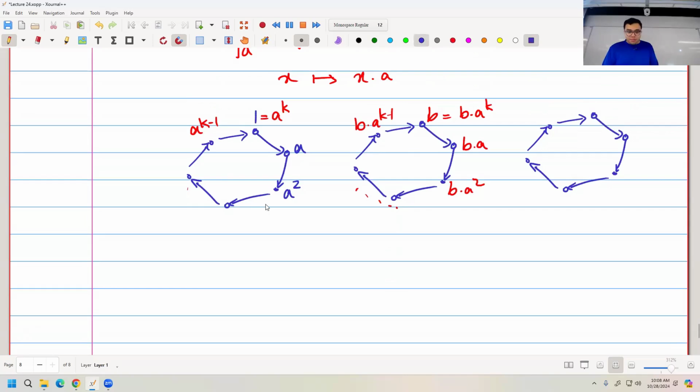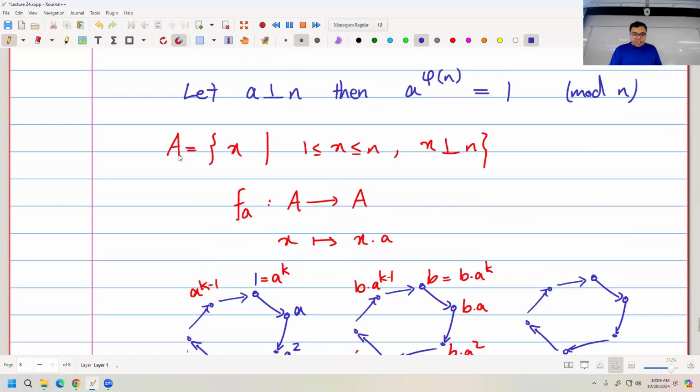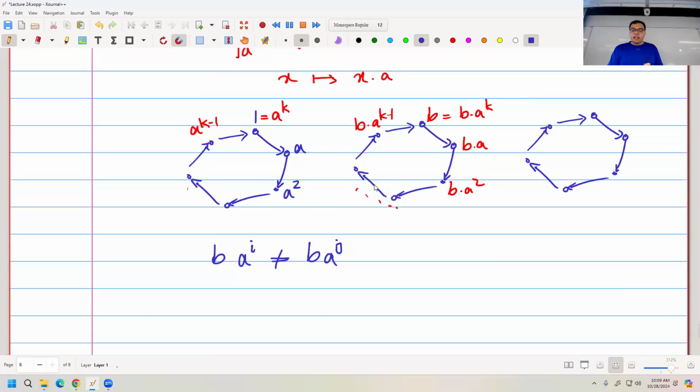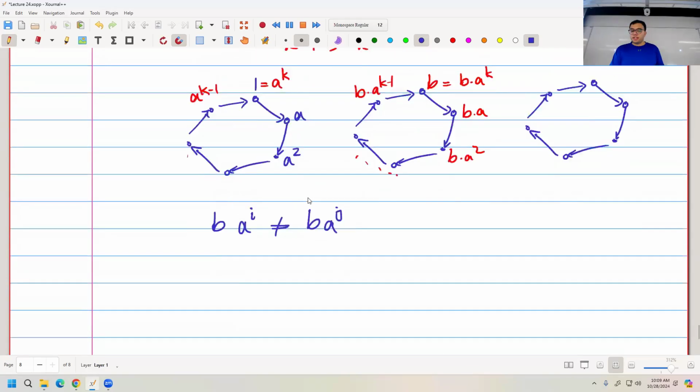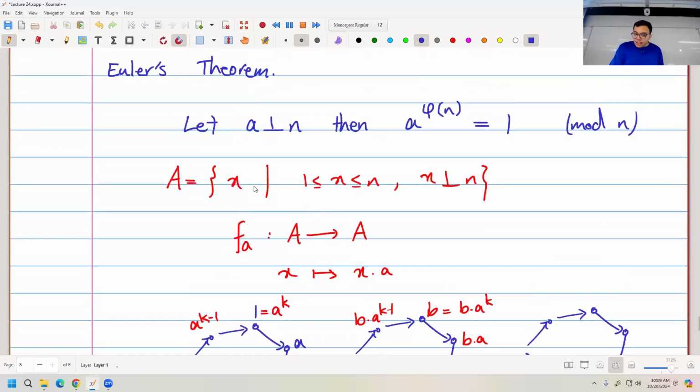So let's say I take two numbers here in the first cycle. So let's say I take a to the power of i and a to the power of j, and they're not the same, right? Then if I multiply them by B, this is also not going to be the same, because B is relatively prime to n. I'm only looking at the numbers that are relatively prime to n. And so if these two were equal, I could cancel the B from both sides. Okay. So I really need this property. I really need the property that I'm looking only at the numbers that are relatively prime to n.